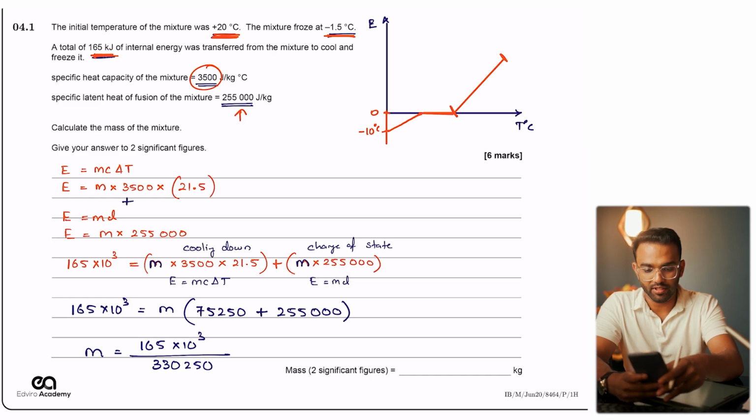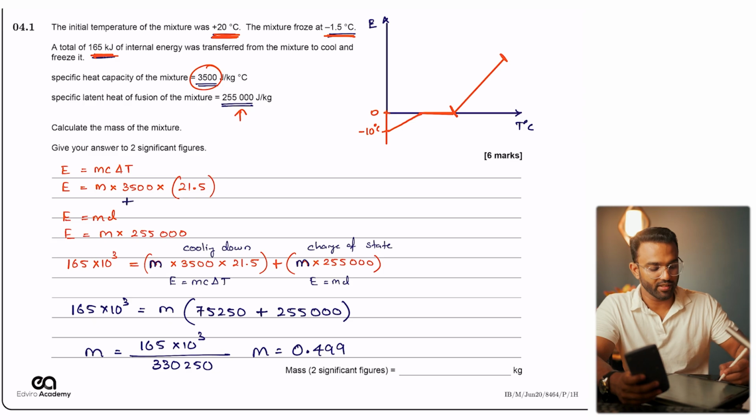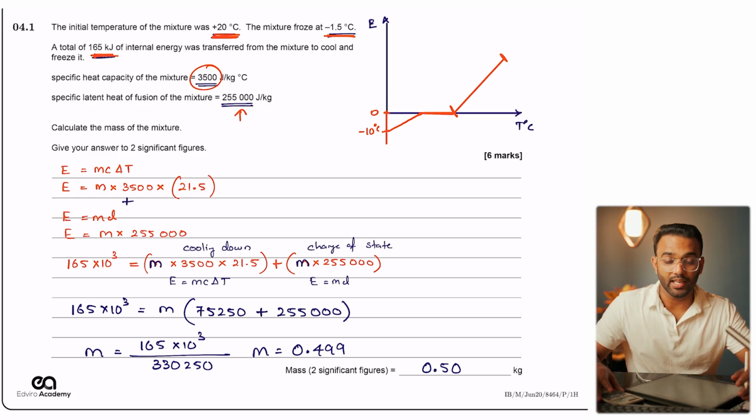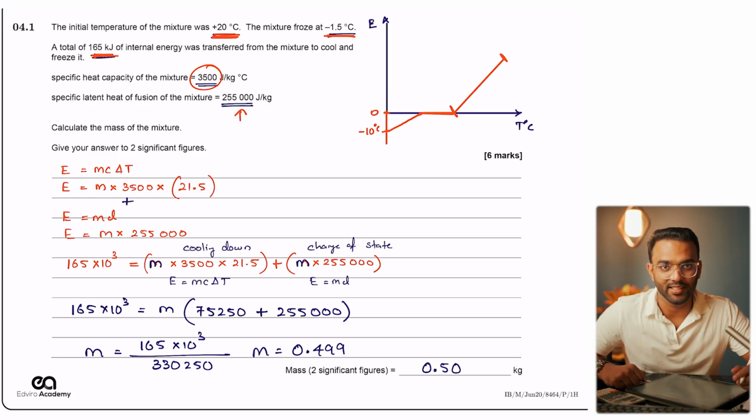So 165 times 10 to the power of 3 divided by 330,250 is going to give us a mass of 0.499. But it says to two significant figures, so that'll be 0.50 rounded. So it's half a kilogram required. That was a 6 mark calculation question. Thanks for watching.